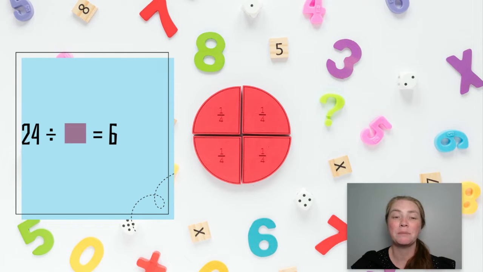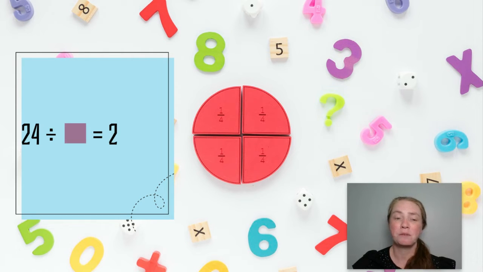24 divided by what number is equal to 6? The answer is 4. 24 divided by what number will give us 12? The answer here is 2. 24 divided by what number is equal to 8? I see that 3 and it's in purple on the screen, and that is in fact the answer.